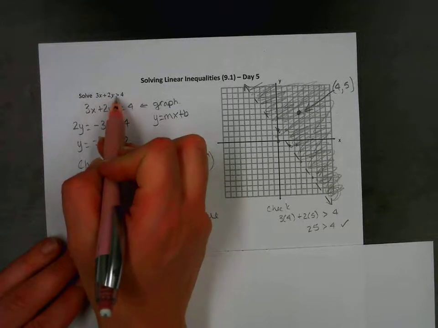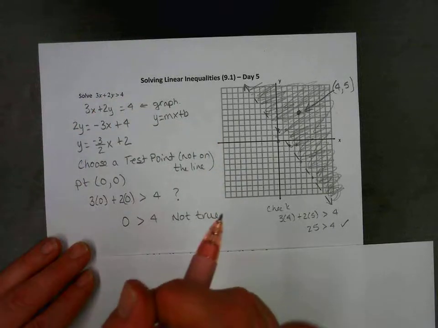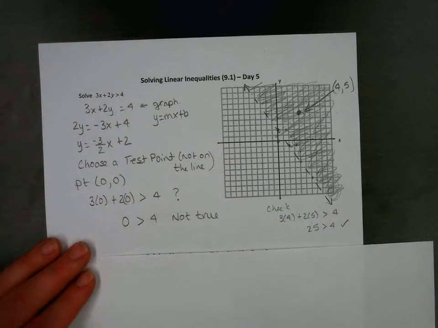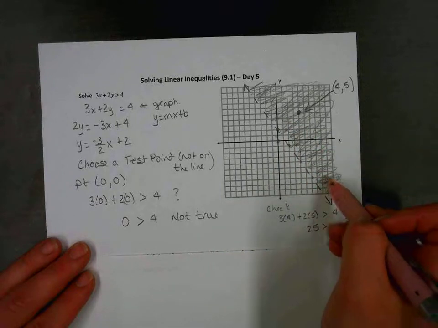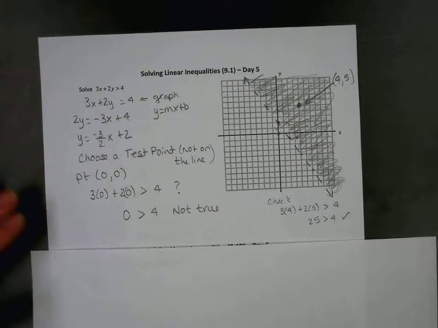Okay, so that's the difference between an inequality and an equation. With an equation, you're just solving for one point or one value, but with an inequality you're looking for infinitely many solutions. And that is how you solve a linear inequality.